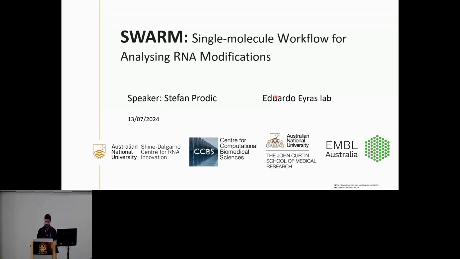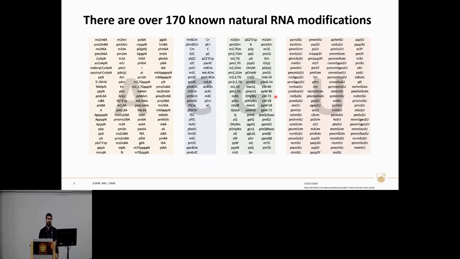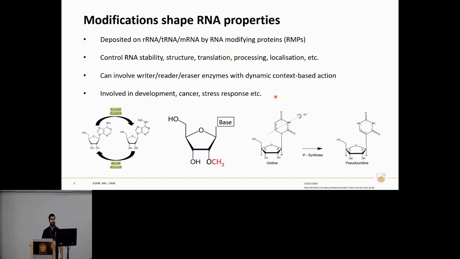But that's ignoring the fact that there's more than 170 different RNA modifications, or in other words, there are more than 170 different letters in the RNA alphabet. And these RNA modifications together encompass the epitranscriptome. And the RNA modifications can be seen on ribosomal RNA, transfer RNA, and messenger RNA. They're deposited by the RNA-modifying proteins. And these modifications control many aspects of RNA, including RNA stability, structure, translation, processing, localization, and many, many more.